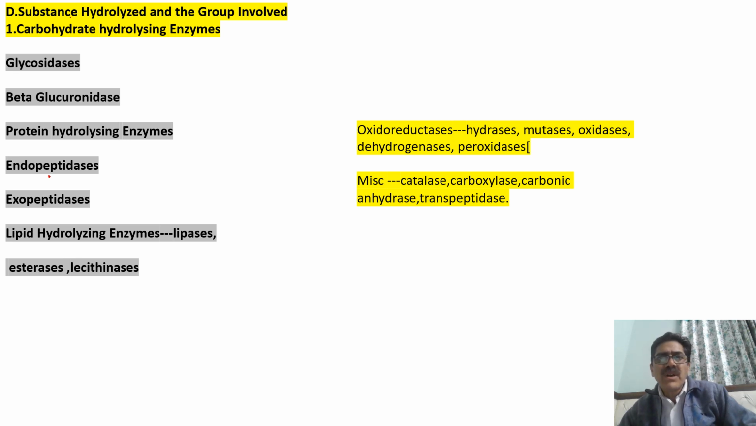Next we have oxidoreductases, hydrases, mutases, oxidases, dehydrogenases and peroxidases. Lastly, we have some miscellaneous class, that is catalase, carboxylase, carbonic anhydrase, transpeptidase. So this classification is based on the substance getting hydrolyzed and the particular group involved.